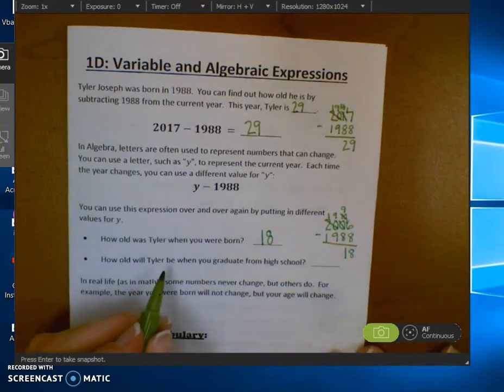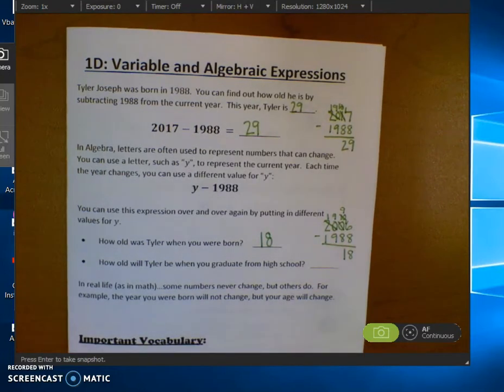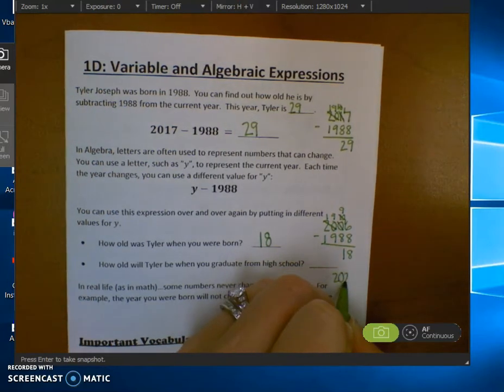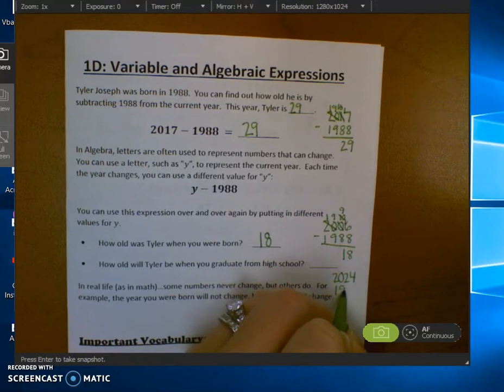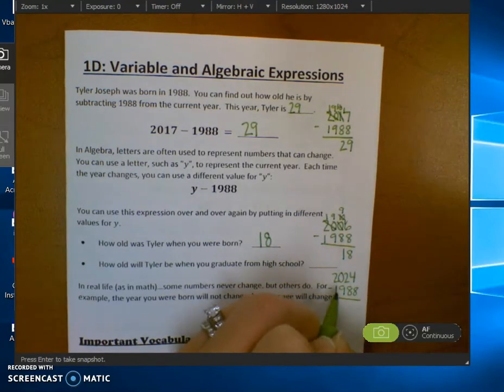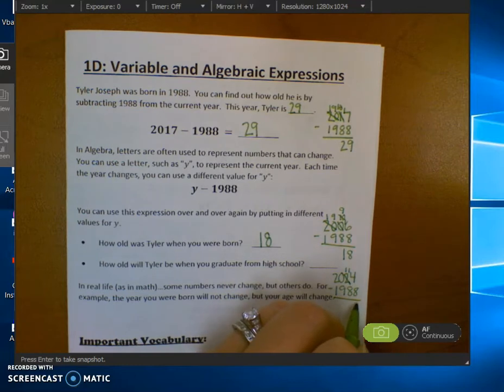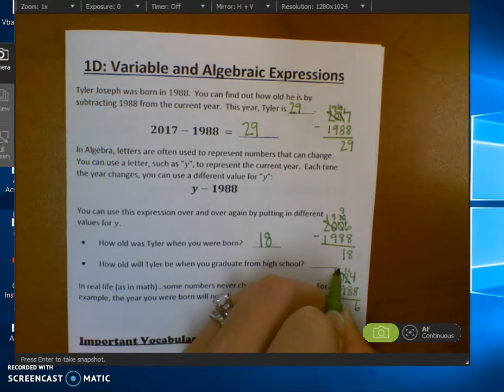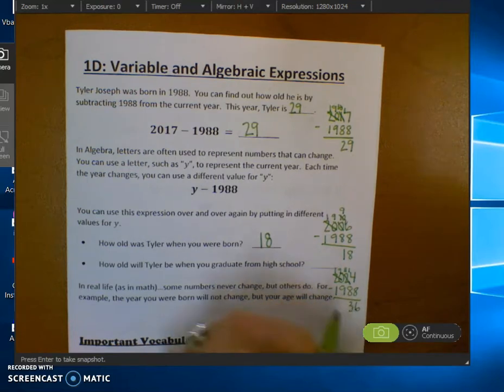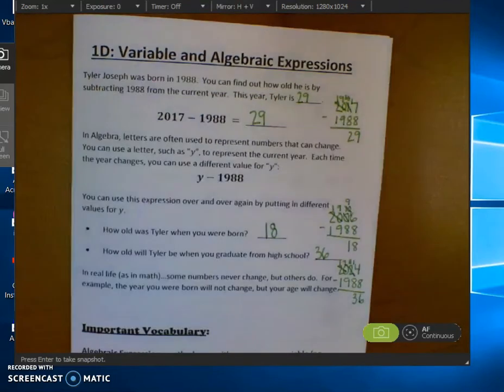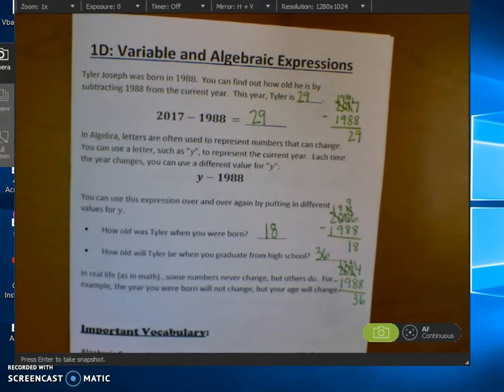How old will Tyler be when you graduate from high school? Well, think about the year that you're going to graduate high school. It's currently 2017. If you're a 6th grader, I think it's 2024. So let's use 2024. 2024 minus 1988. 14 is 6. And I get 36. So he will be 36 when we graduate from high school.